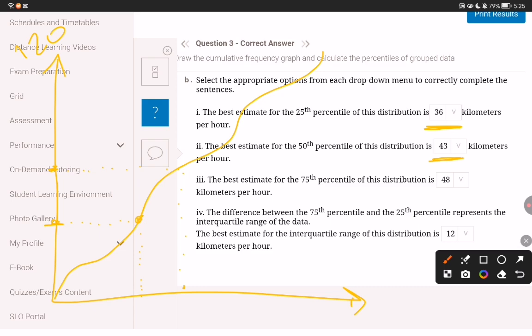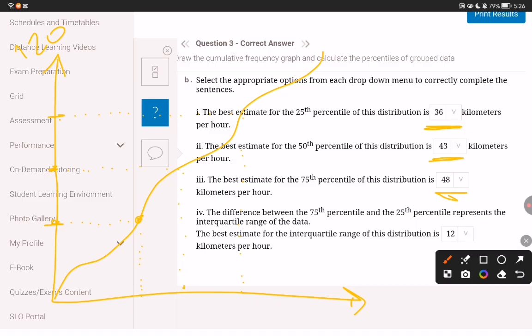75% of 120 is 90. It's going to be around here. And then dotted lines. You can do dots or dotted lines, like these. Okay? And then you go down to your x and you find it. Okay? Now, the difference between the 75th percentile and the 25th percentile represents the interquartile range of the data.